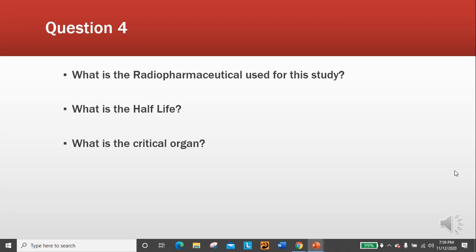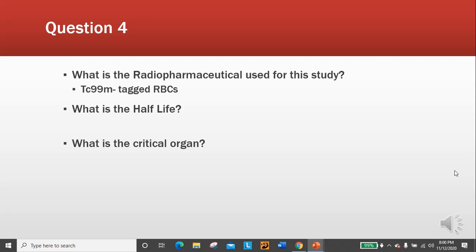My next few questions are: what is the radiopharmaceutical used for this study? What's the half-life? And what is the critical organ? I'll give you a few seconds to think about that. All right. So the radiopharmaceutical is going to be technetium-99m tagged red blood cells. The half-life is going to be 6 hours for that technetium. And the critical organ is going to be the spleen.